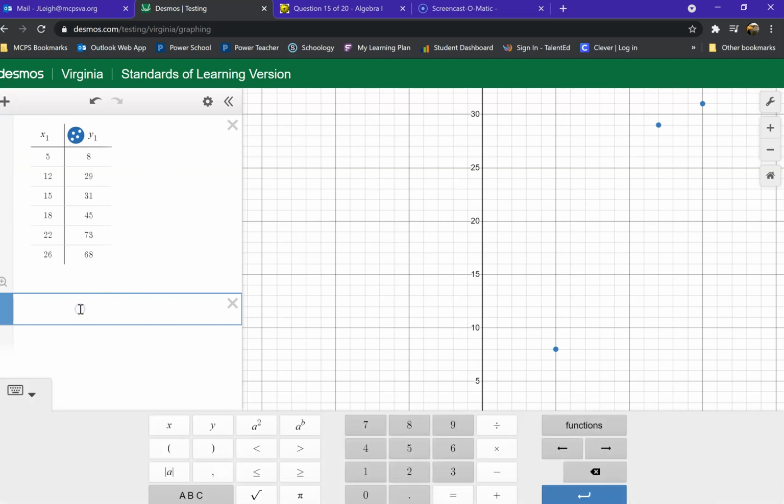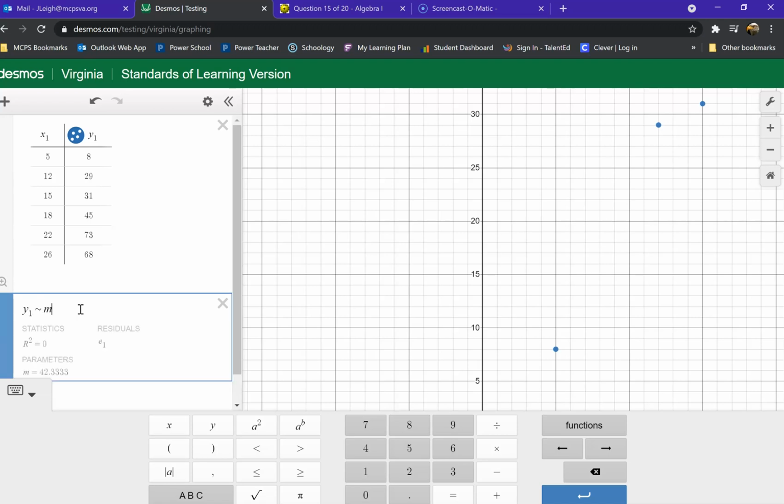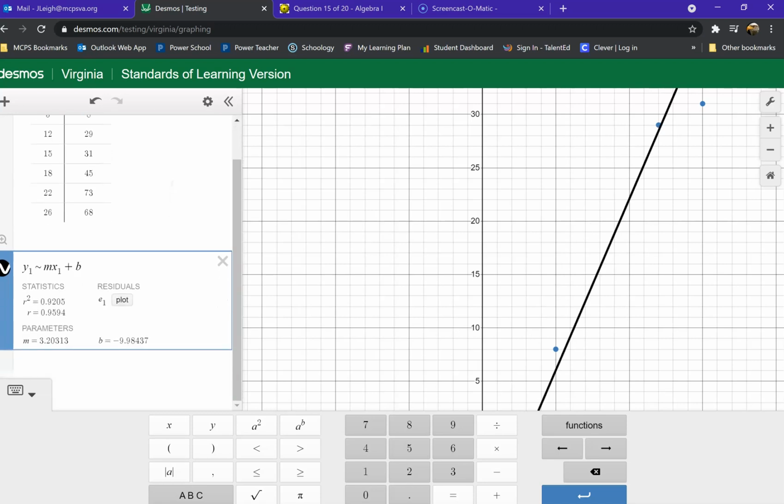All right, so now we're going to do our line of best fit. So remember that weird tilde symbol. We're going to do y1 tilde mx1 plus b. And that gives us our slope and our y-intercept for this particular table points.